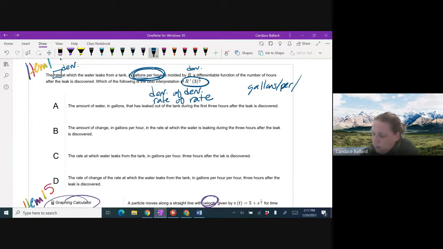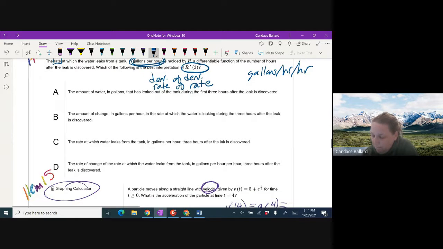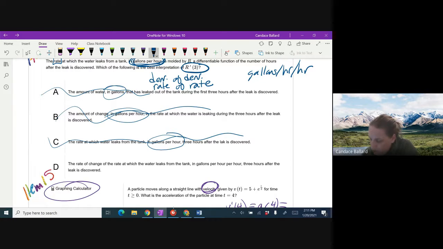Gallons per hour. Why did I write the word per? Gallons per hour per hour. So let's just look at our answers here. This one's in gallons. That's no good, right? Because I know my label has to be gallons per hour per hour. So that one's out. Amount of change in gallons per hour. That's not per hour, right? Rate at which is in gallons per hour. That one's out. Rate of change of the water leaks in gallons per hour 3 hours after the leak was discovered. It's got to be answer choice D.